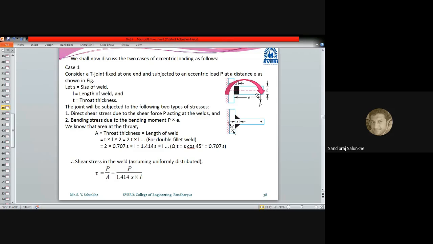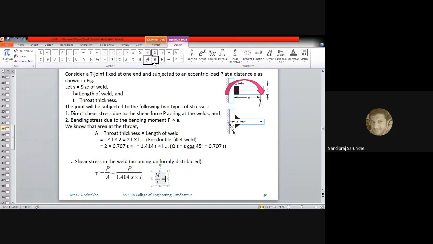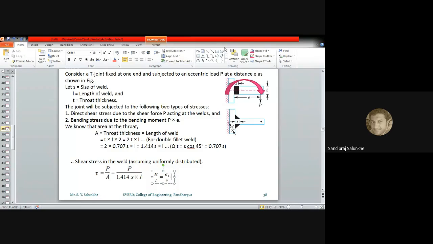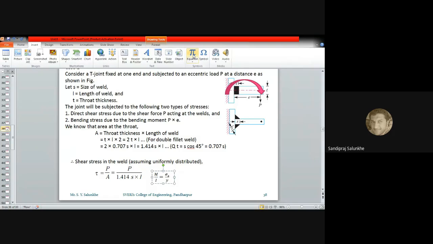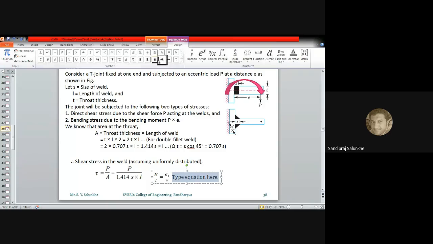Likewise, we can calculate the bending stress also. Sigma B is given by the basic equation which we can use: M divided by I is equal to sigma B divided by Y. By means of this equation, we can calculate the value of sigma B also.